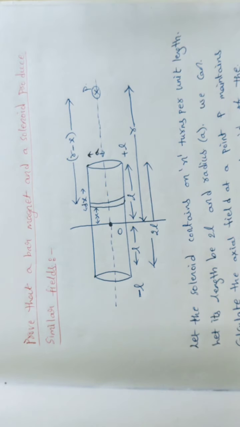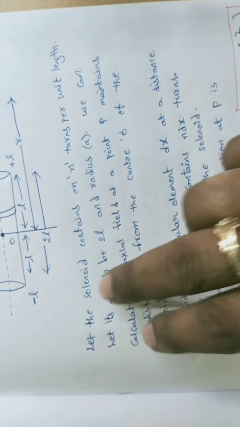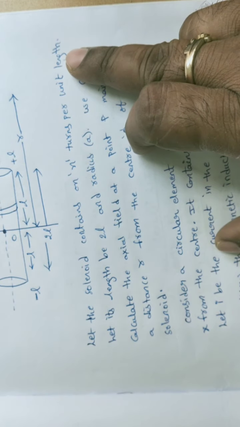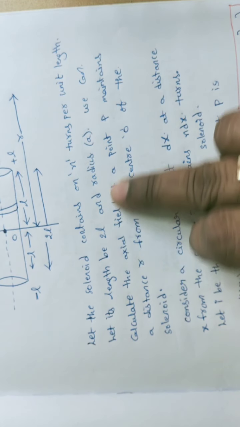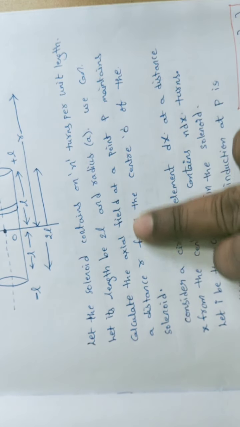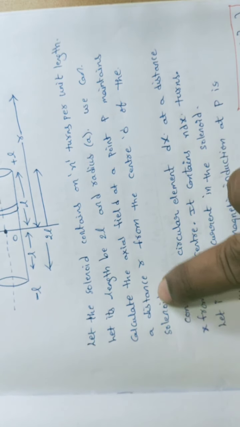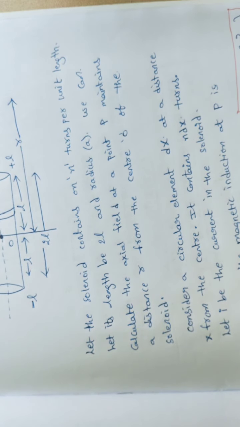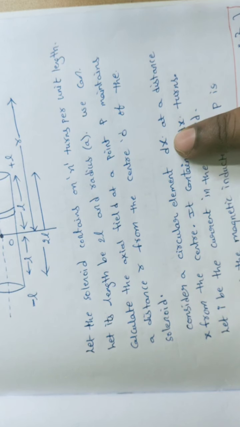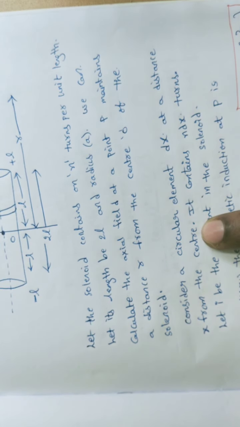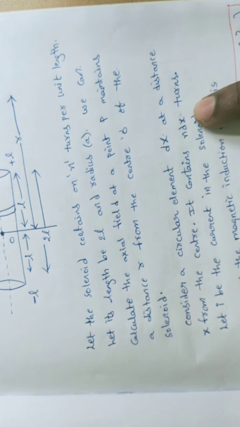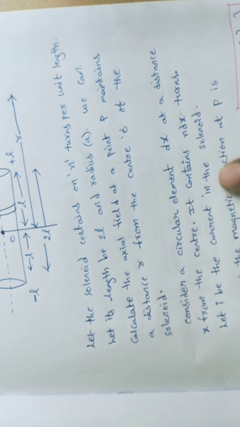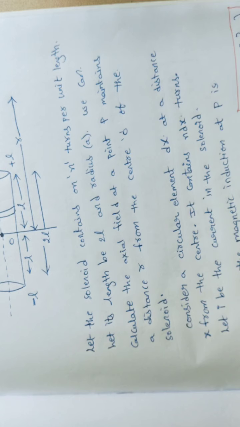Observe carefully. Let the solenoid contain n turns per unit length, let its length be 2L and radius small a. We can calculate the axial field at a point P at a distance small r from the center of the solenoid. Consider a circular element dx at a distance x from the center. It contains n dx turns. Let I be the current in the solenoid, that is, the current strength flowing in the solenoid.